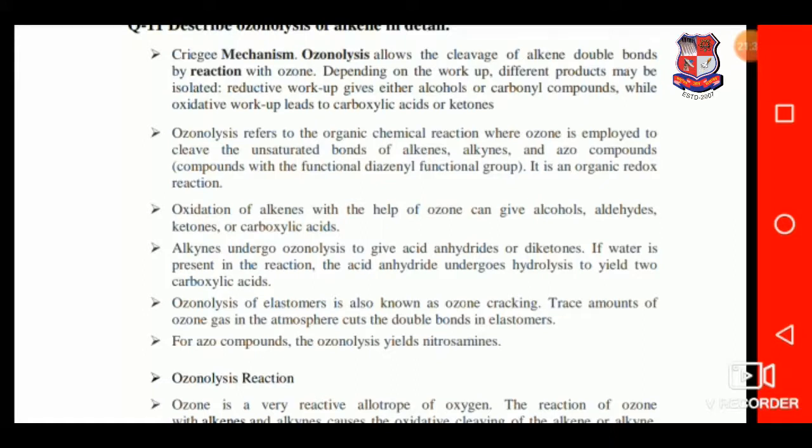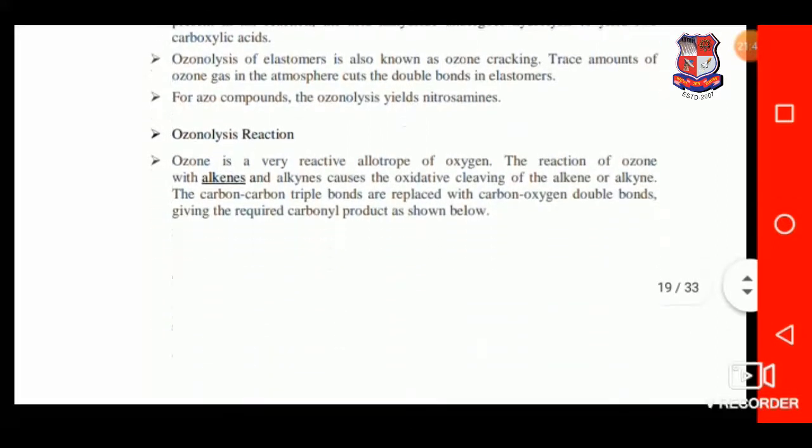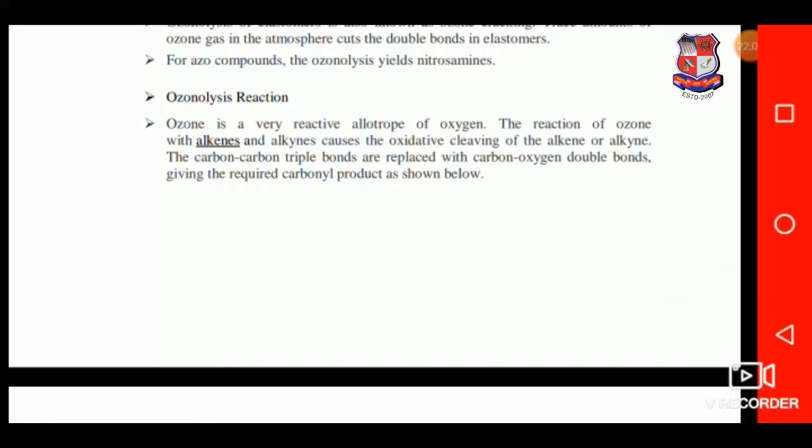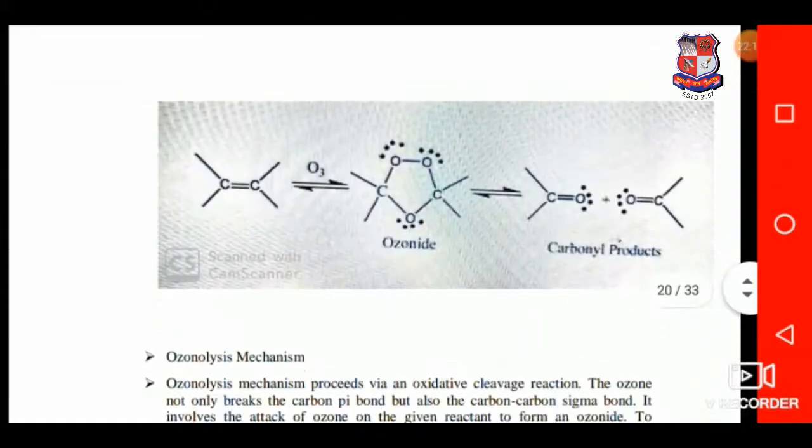Ozonolysis refers to the organic chemical reactions where ozone is employed to cleave the unsaturated double bond of alkenes, alkynes, and azo compounds. It is an organic redox reaction. Ozone is a very reactive allotrope of oxygen. The reaction of ozone with alkene and alkyne causes oxidative cleaving of alkenes and alkynes. The carbon-carbon bonds are replaced with carbon-oxygen double bonds, giving the required carbonyl compound as shown below.